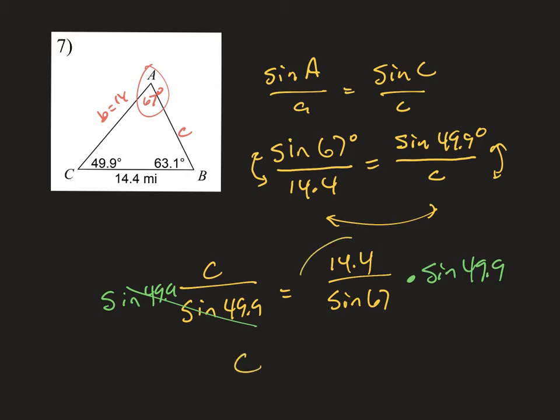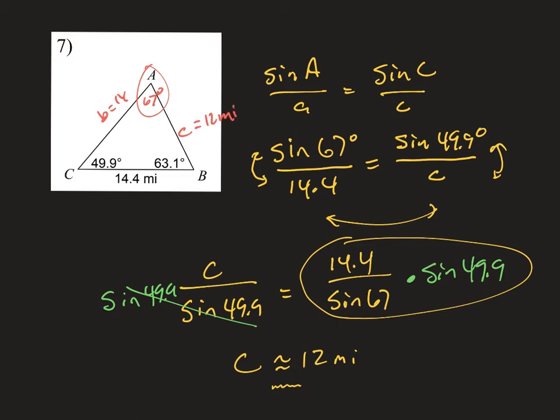I'm just going to compute this on my calculator. And that comes out to 11.96. So just like I did for the other one, I'm going to round that off to 12 miles. And I just use this little squiggly equal sign here. That means approximately equal to. So c is approximately 12 miles.